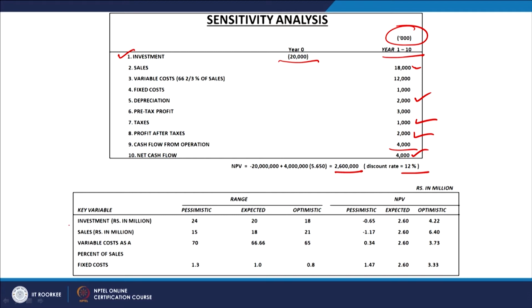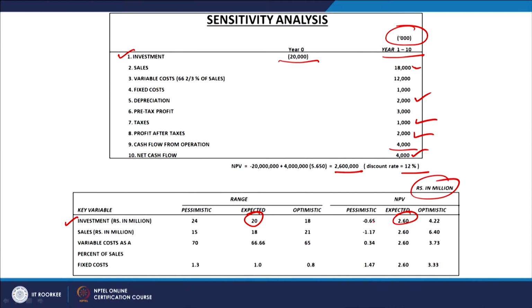So, for example, the first variable is investment. The most expected or the most likely scenario is this, where we have anticipated that 20 millions, this is the rupees in millions we are taking. So, it means in the most expected scenario, 20 millions of investment is required to be made in this project, right. And if we make 20 millions of investment, if there is no change in the investment, then the NPV of the project expected is 2.6 million, right.